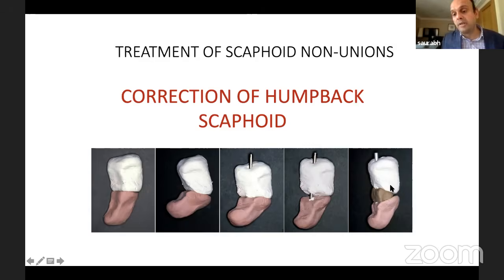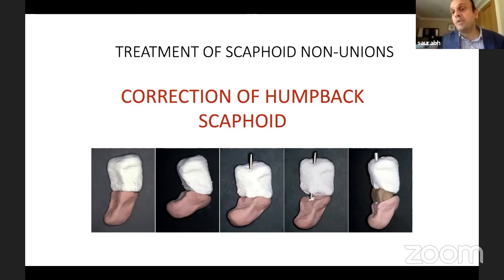This is a normal orientation. Then you hold it with a wire, like here, under X-rays. Once you're happy, then you pack it up with graft. So waist, always volar. Proximal pole, always dorsal.